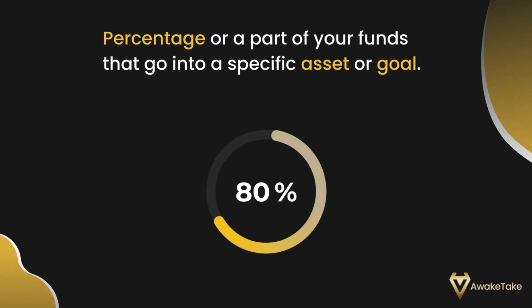First, we are going to start with what an allocation is, which is a percentage or a part of your funds that goes into a specific asset or goal. By diversifying across multiple assets and using other platforms, you'll be reducing the risk because you don't just depend on only one source of income or one bot that works in a specific way.